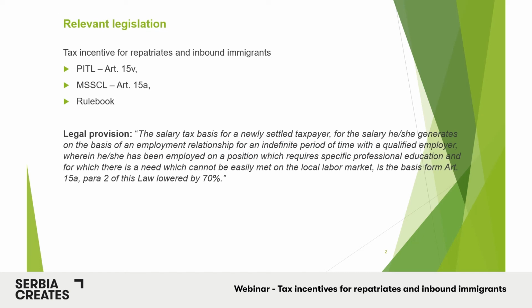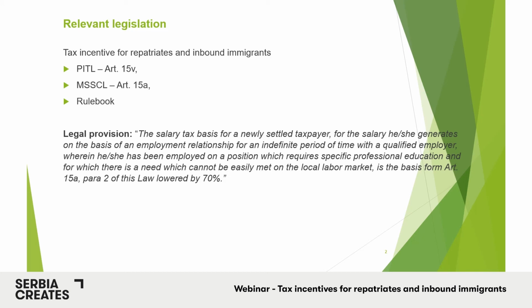and inbound immigrants can be found is within the Personal Income Tax Law, Article 15V. And because the main element of the fiscal burden when it comes to employment income is mandatory Social Security contributions, we have a corresponding provision within the mandatory Social Security contributions law, and that is the provision of Article 15A.